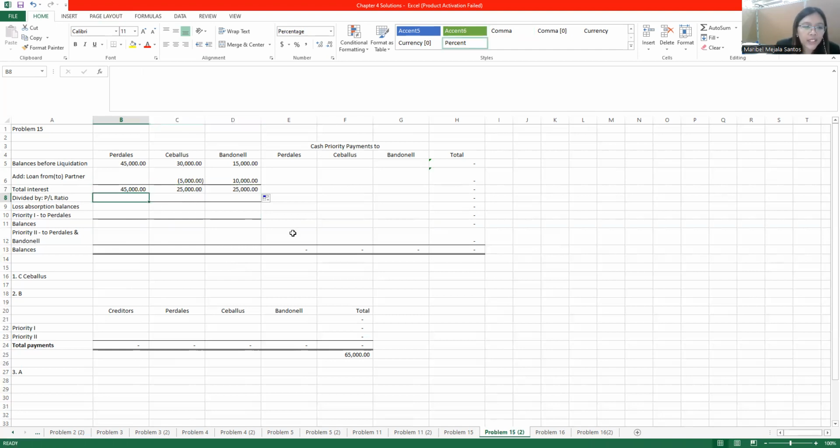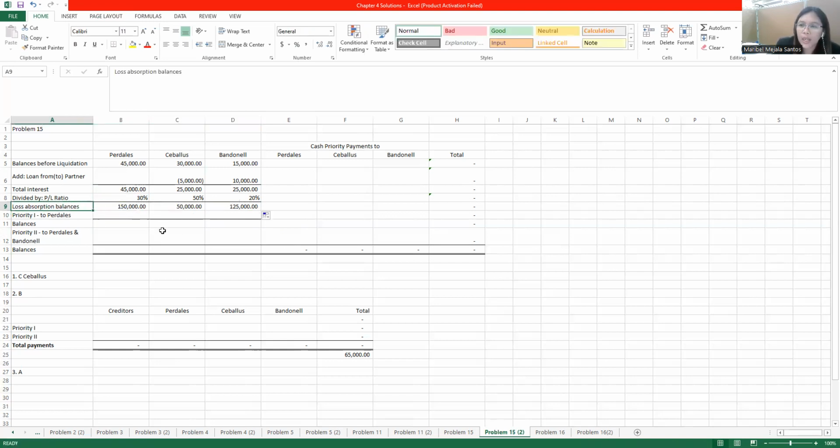Now, let's divide it by the P&L ratio. What is the P&L ratio? Ayan, nasa capital. 0.30, 0.50, 0.20. Okay, so let's divide. 45 divided by 30% equals 150 for P. Ano ibig sabihin ng loss absorption balances? When we say loss absorption balances, up to that amount yung pwedeng loss na ma-absorb ni partner.